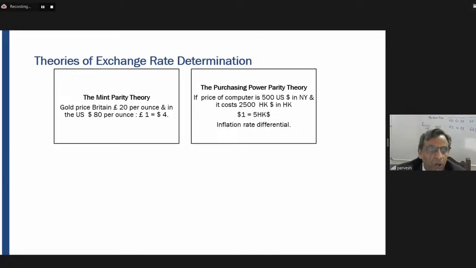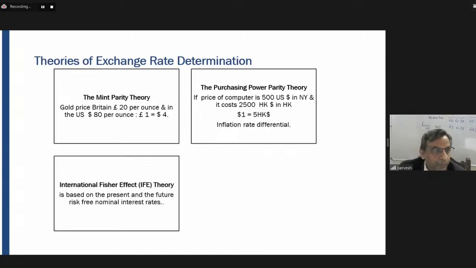We look at how much the same commodity costs in another country and then work out what the exchange rates should be. So in this case, $1 is equal to 5 Hong Kong dollars based on the purchasing price of the same computer. It can't be a different one; it has to be the same.